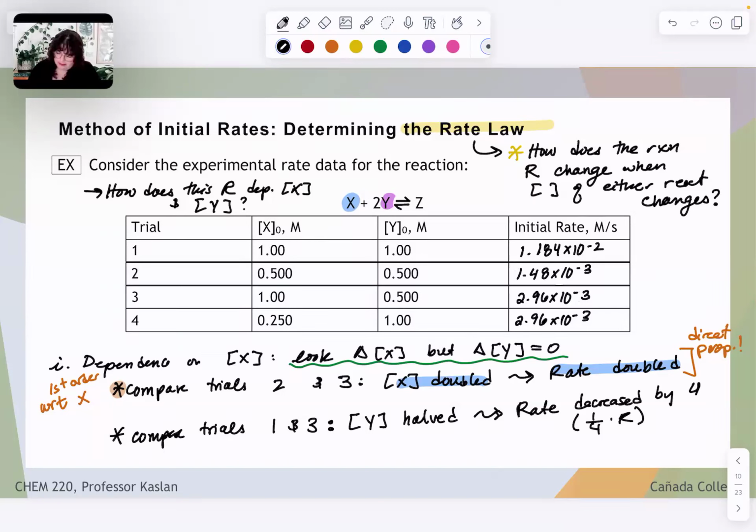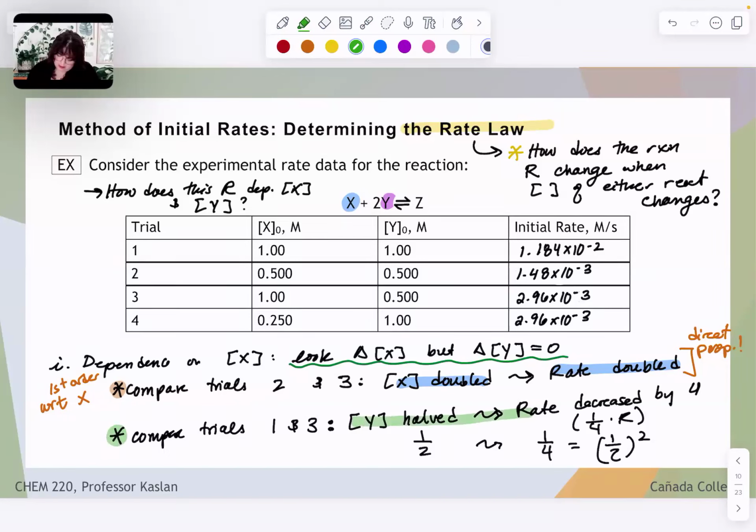Okay. So let's think about this. 1/2 resulted in 1/4. How do these two numbers relate? Well, wait a minute. Isn't 1/4 simply 1/2 squared? So since we had this square dependence of the rate on the concentration of Y, this would then be second order.